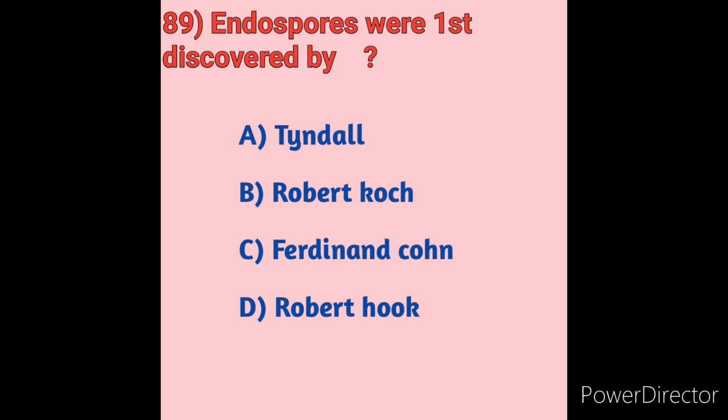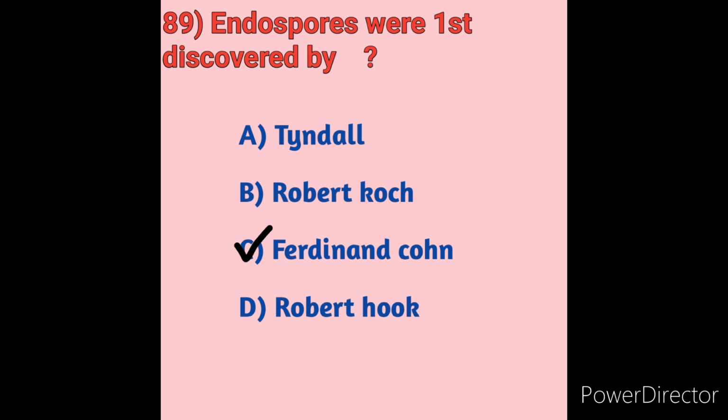Ferdinand Kohn, a pioneer in the developmental biology of lower plants, considerably promoted the taxonomy and physiology of bacteria, discovered the heat-resistant endospores of bacilli and was active in applied microbiology. Here, endospores were first discovered by Ferdinand Kohn. So, here option C is the correct answer.